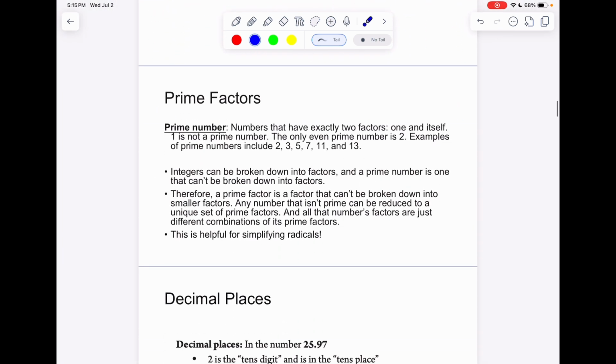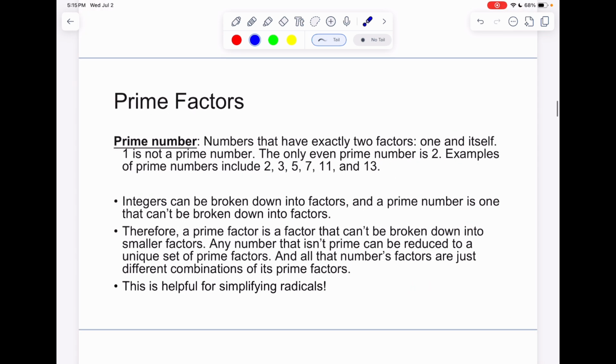So I want to talk a little bit about prime factors. Prime factors are factors of other numbers that are prime. So what's a prime number? Numbers that have exactly 2 factors, 1 and itself. 1 is not a prime number because 1 only has 1 factor, 1. And the only even prime number is 2.